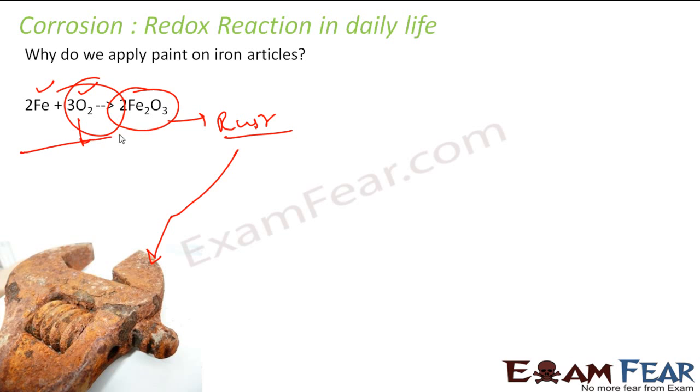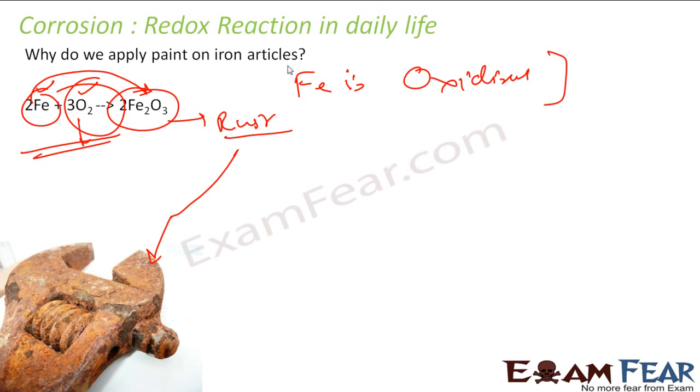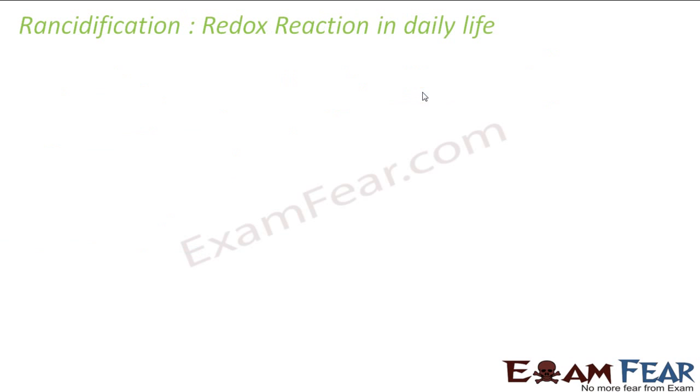And why is this happening? This is the redox reaction, because the iron is gaining oxygen, so iron is oxidized here. Correct? We'll study more in depth about oxidation and reduction in class 11. In this chapter, the concept was to make you understand the five basic types of reactions, and other reactions we should generally know, for example redox reactions and acid-base reactions. Rancidity is also an example of a redox reaction in real life.